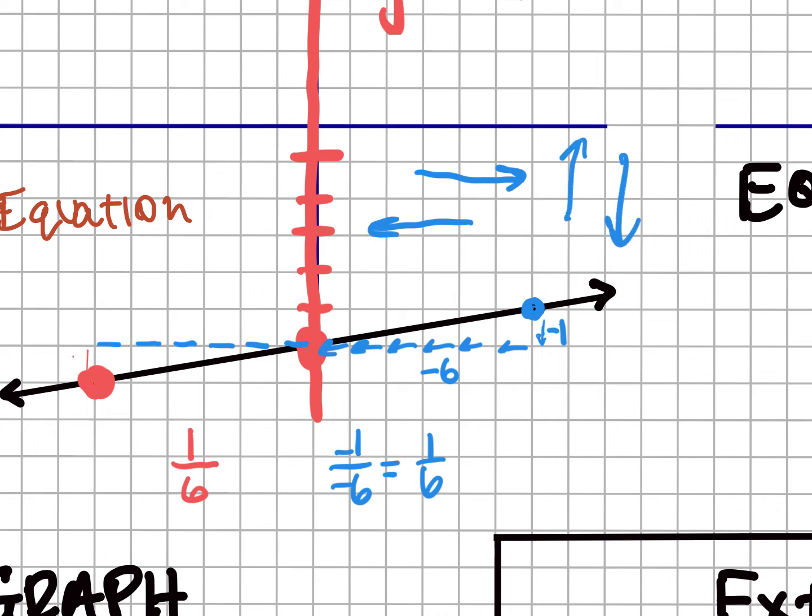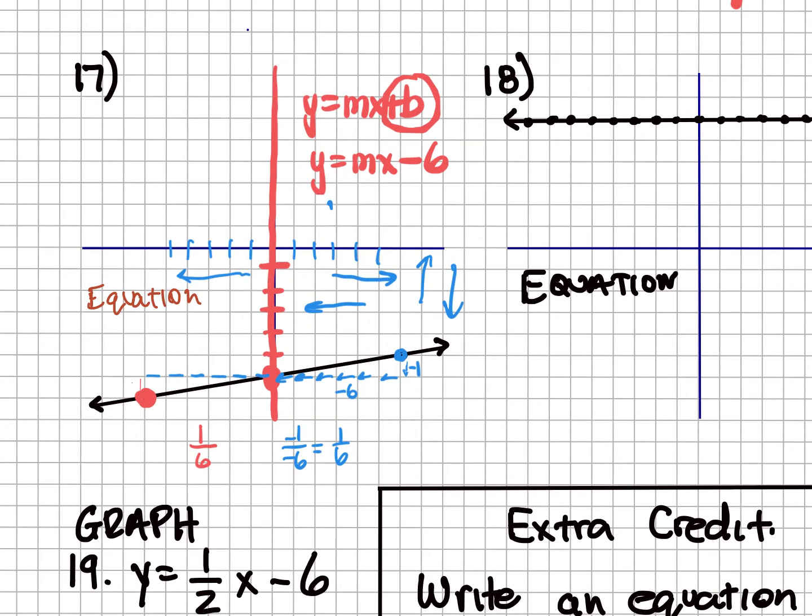And you can tell on the graph, because this is 1, 2, 3, 4, 5. Numbers get bigger this way. This is negative 1, negative 2, negative 3, negative 4, negative 5. Numbers get smaller that way. So wherever you start, just say, am I getting bigger or smaller? So that was y equals 1/6 x minus 6.